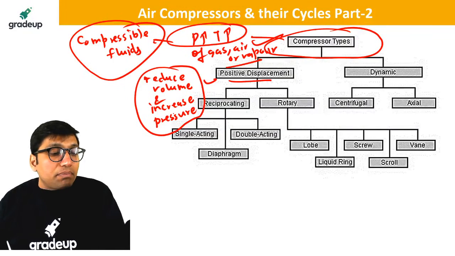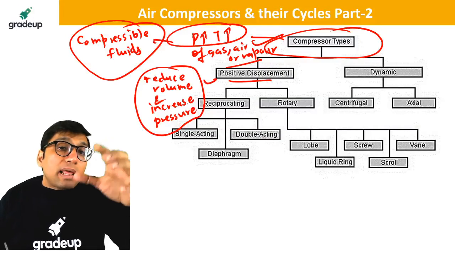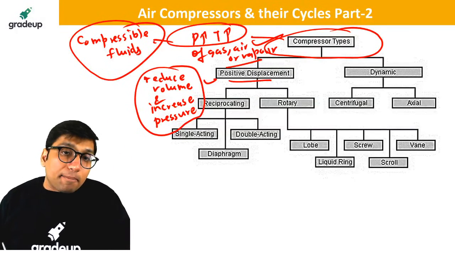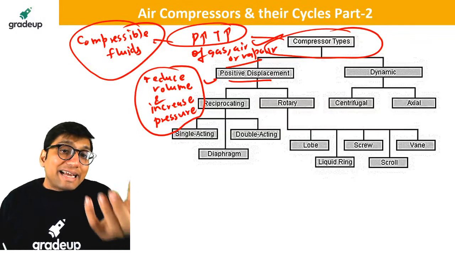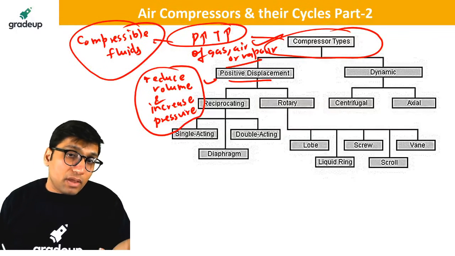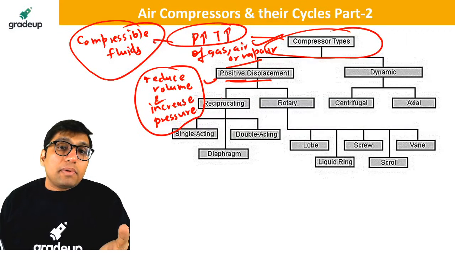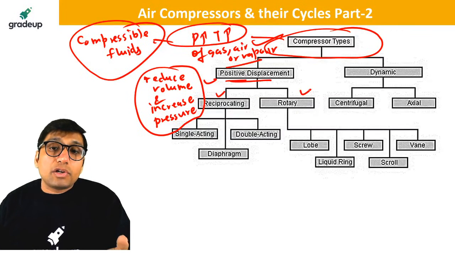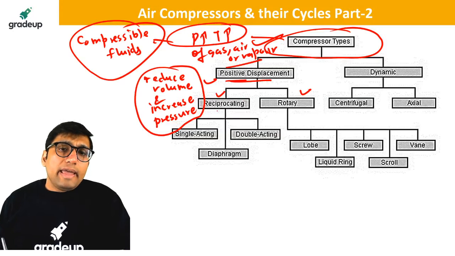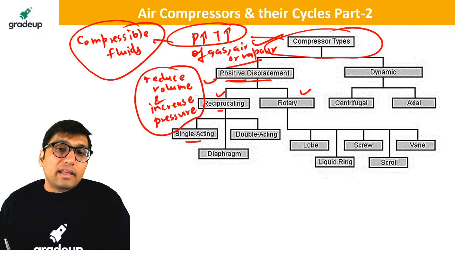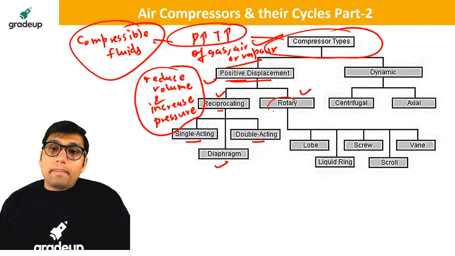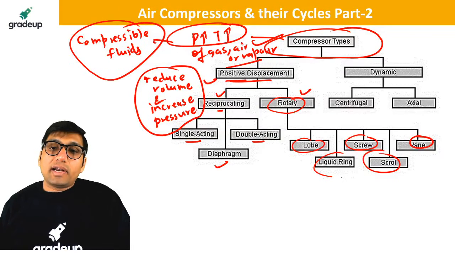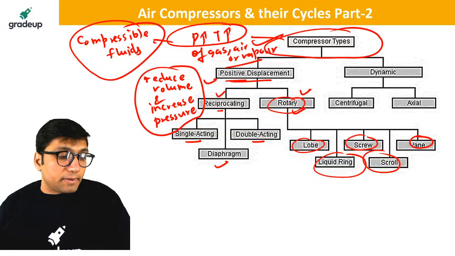Why is it called positive displacement? Because you are displacing the gas, you are displacing the air, and by displacement of the air you are getting something positive: increased pressure or high pressure. So in positive displacement compression, we'll be studying reciprocating compression and rotary compression. In reciprocating compression, you have single acting, double acting and diaphragm type compressors. In rotary compression, we'll be studying the lobe type, screw type, vane type, scroll type and liquid ring type. These are the different types of rotary compression.